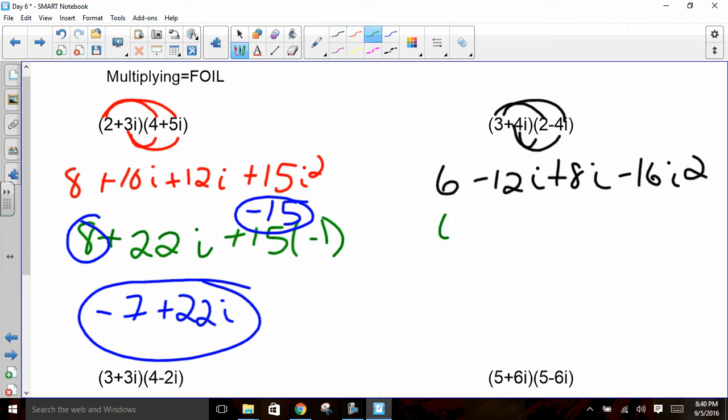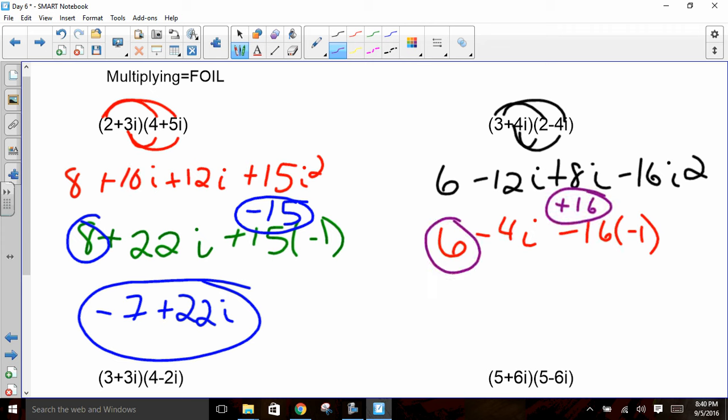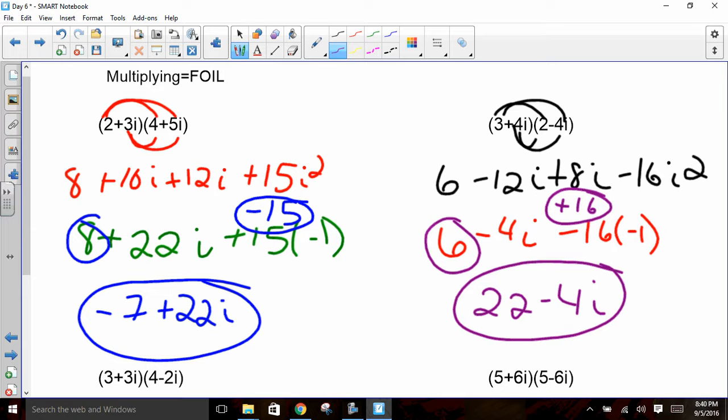So again, nothing's going on with that 6. Negative 12 plus 8 gives me negative 4. And I have negative 16 times negative 1. This negative 16 times negative 1 turns into plus 16. So then I have positive 16 plus 6, which gives me 22. And my negative 4i comes with.